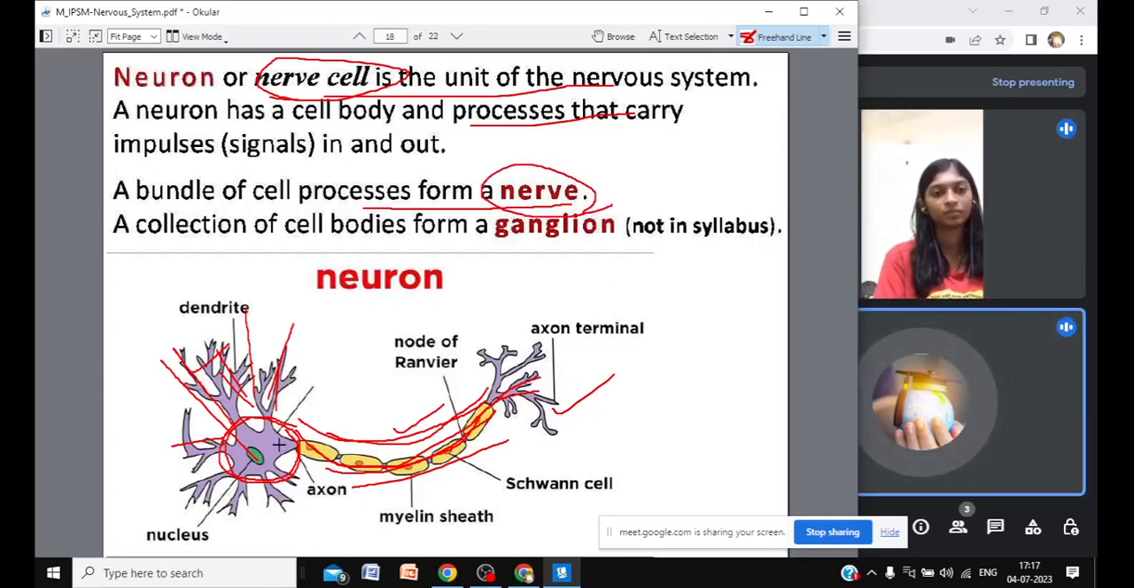And the cell body, when you have many cell bodies together, it will be called a ganglion. Anyway, that is not in the syllabus. Like 100 cell bodies will form a ganglion and 100 or 200 or 500 processes will form a nerve. So a collection of nerve processes is a nerve, and a collection of cell bodies is a ganglion.